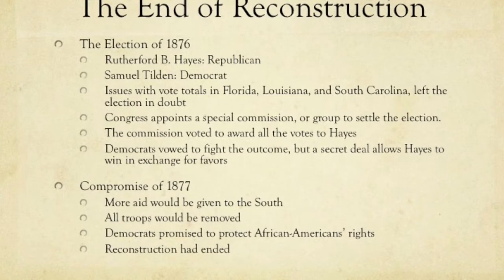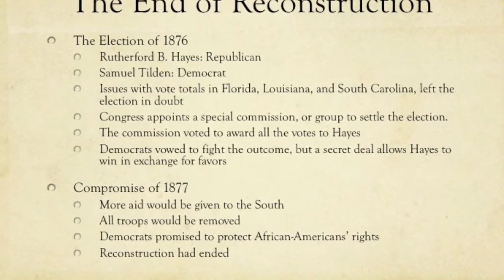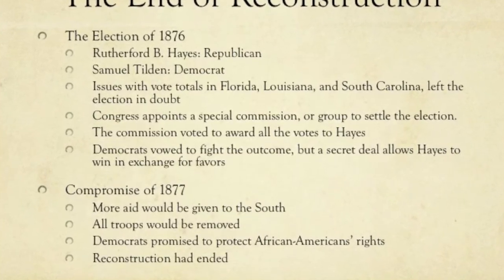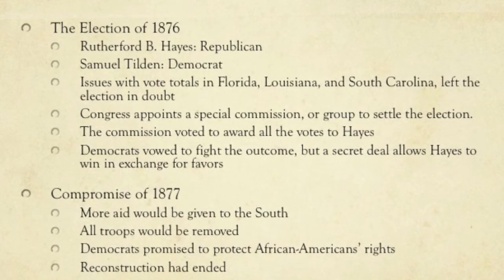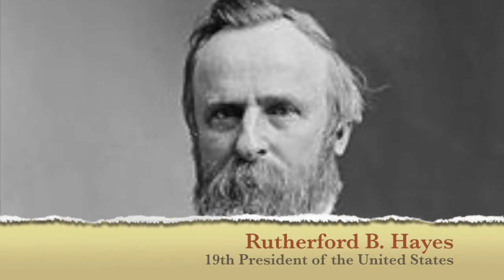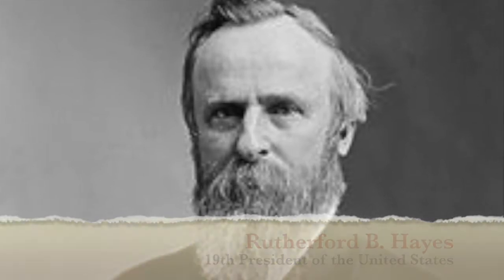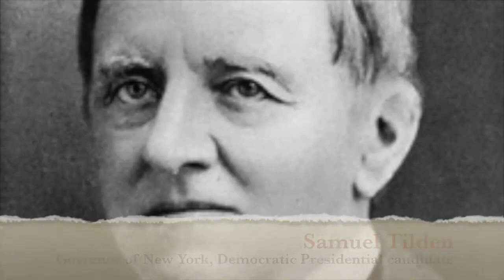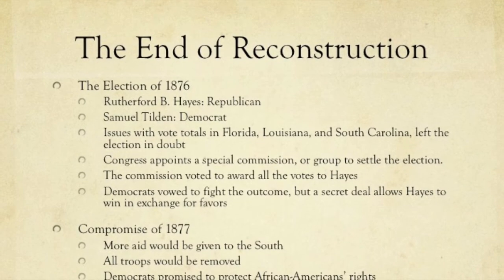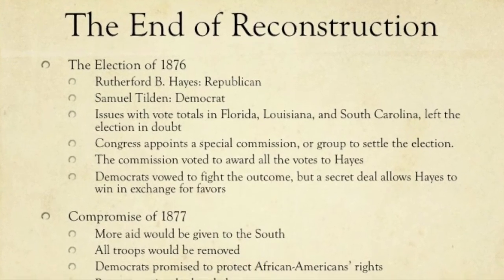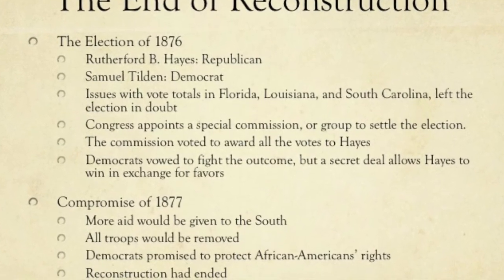So in this election, you have Hayes against Tilden. Hayes ends up winning in the eyes of the commission, but there's clearly an exchange. Hayes gets to be president of the United States, and the Democrats get what they want, even though they don't really want Tilden in office because he's a New Yorker and the Democrats were mostly popular in the South. They get the end of Reconstruction, and that was the biggest idea. Get the troops out of the South, give more aid to the South, and the Democrats promised to protect African American rights, but we'll see how that worked out.